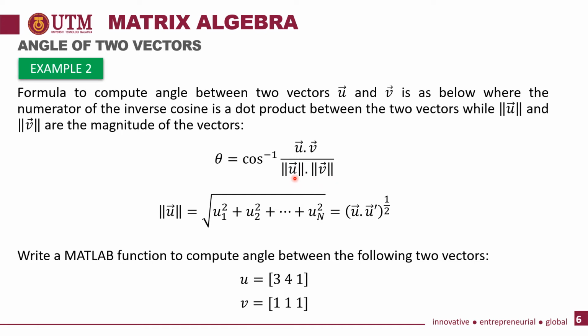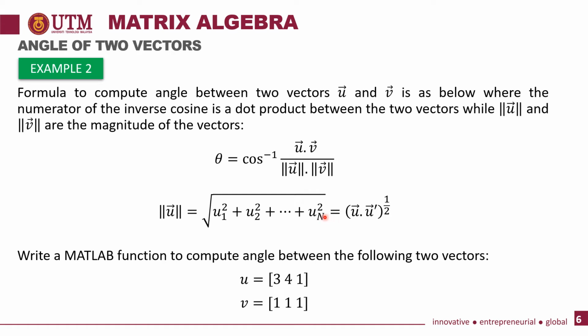The formula of the magnitude is given as below. For example, the magnitude of u equals the square root of u1 squared plus u2 squared plus, until you reach the end, un squared.